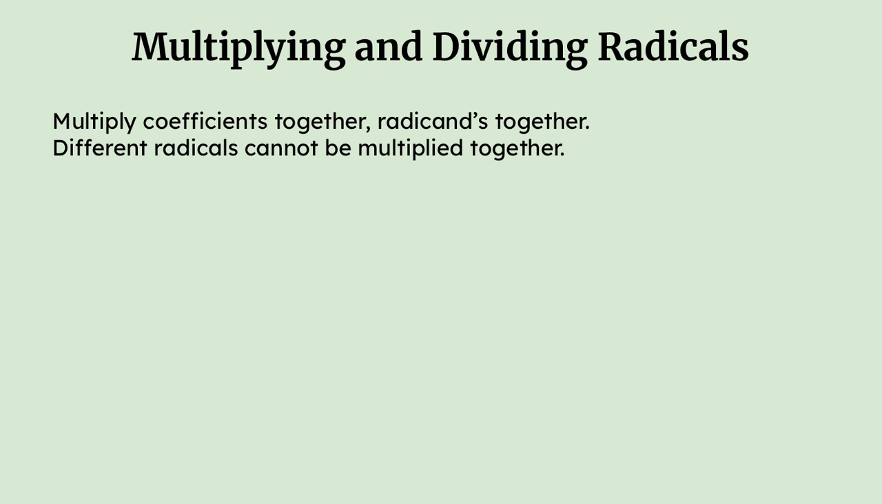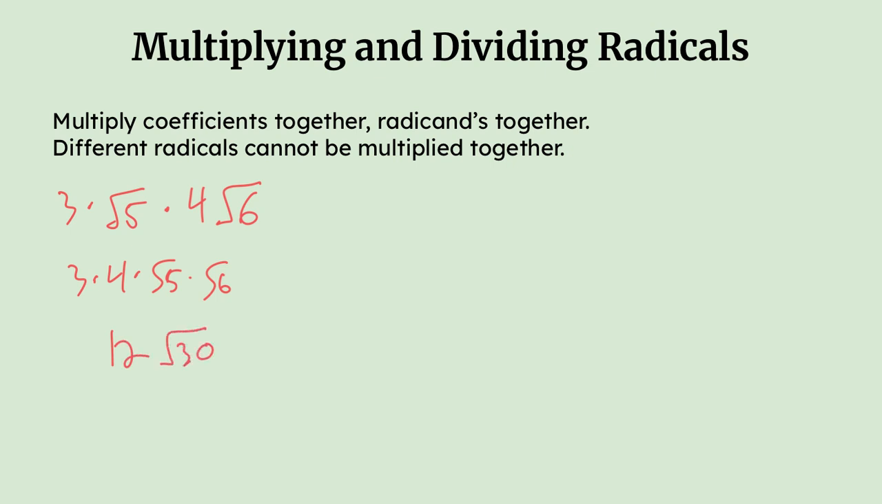So is it like FOIL, or do you multiply them by each other? Depends on the problem. So if it's all multiplication, here you can rearrange that to be 3 times 4 times the square root of 5 times the square root of 6. So it'd be 12 square root 30.